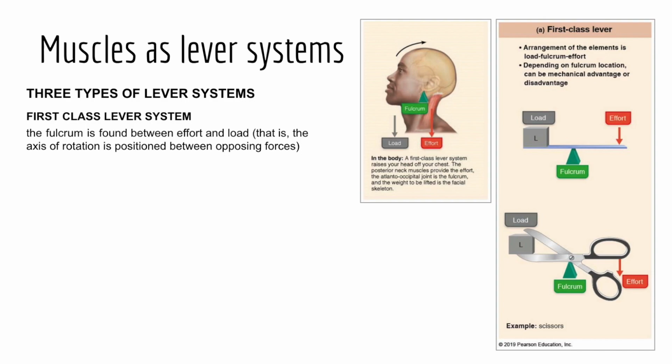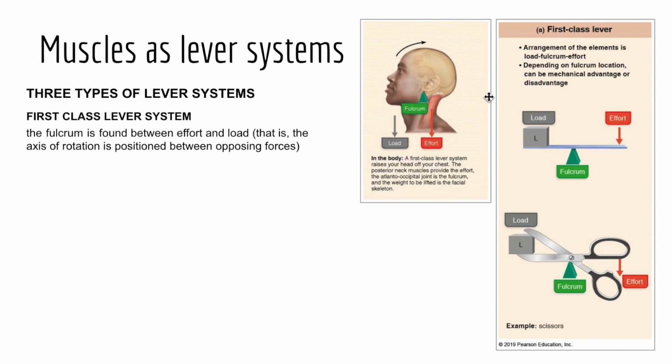In a first class lever system, the fulcrum is found between the effort and the load in a traditional seesaw type scenario. And it might be further described as having its axis of rotation positioned between the two opposing forces. And so we can see a general example here. We have our fulcrum, we have load on one side, we have our effort on the other side as we look at the seesaw type structure.